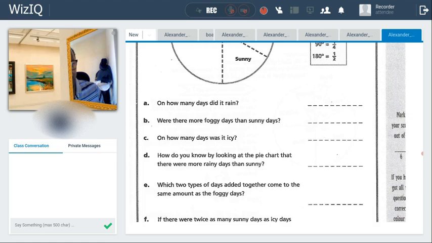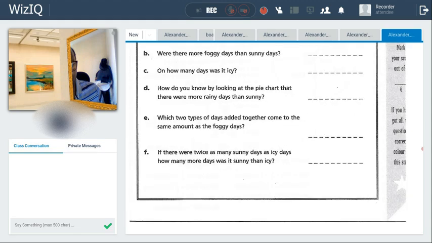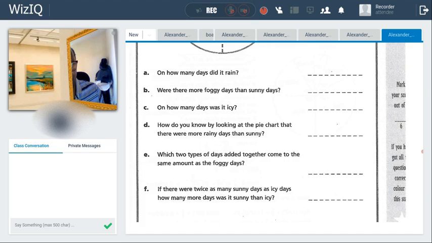Sunny and icy. Yes. If there were twice as many sunny days as icy days, how many more days was it sunny than icy? So twice the sunny days will be 120. One day. Let's see here. Because two days of sun and 1 day of ice. So yes, one more day. Okay. Easy peasy. So there we are.